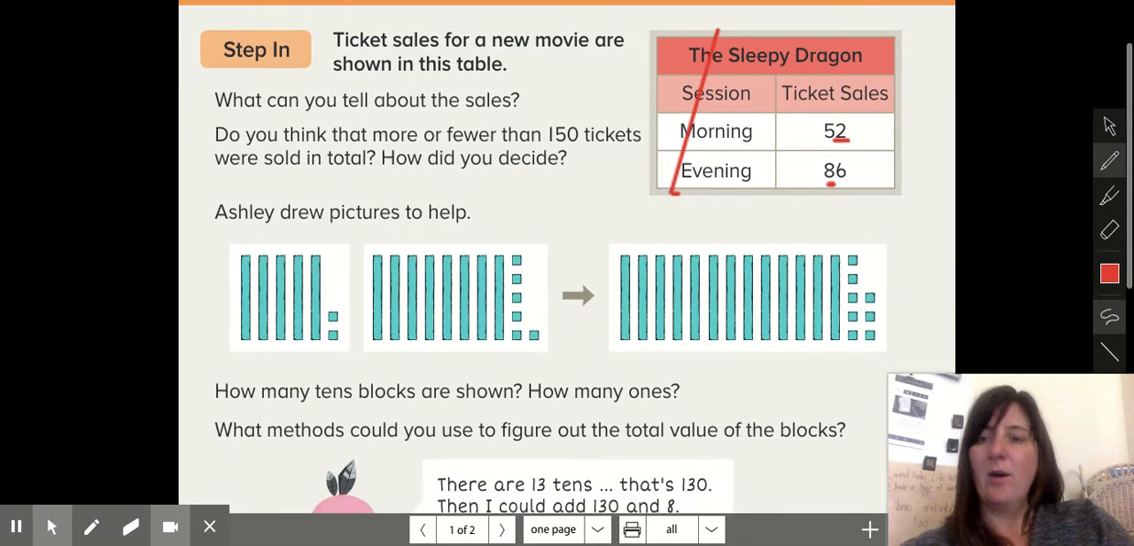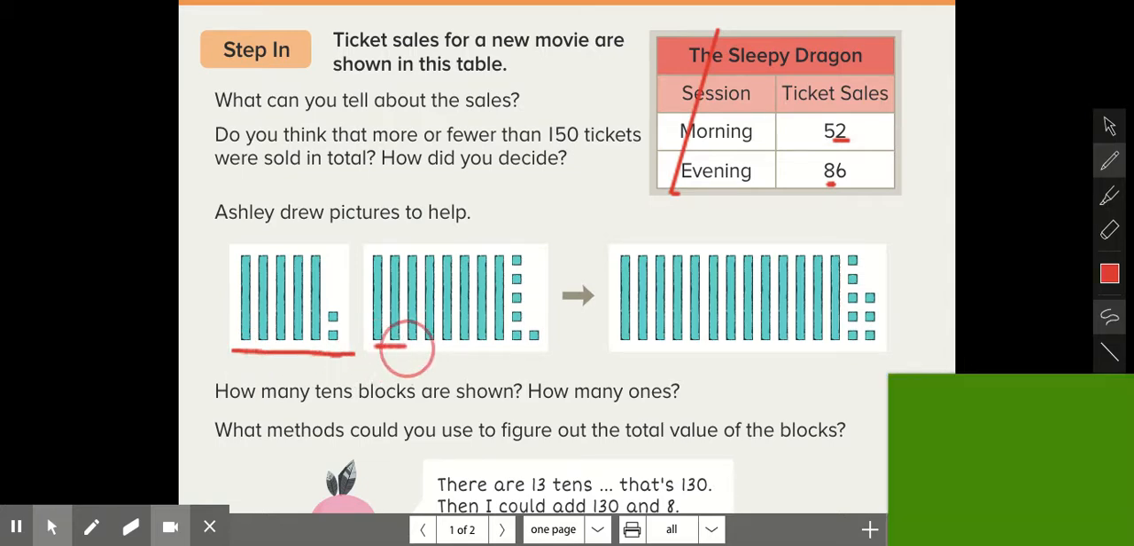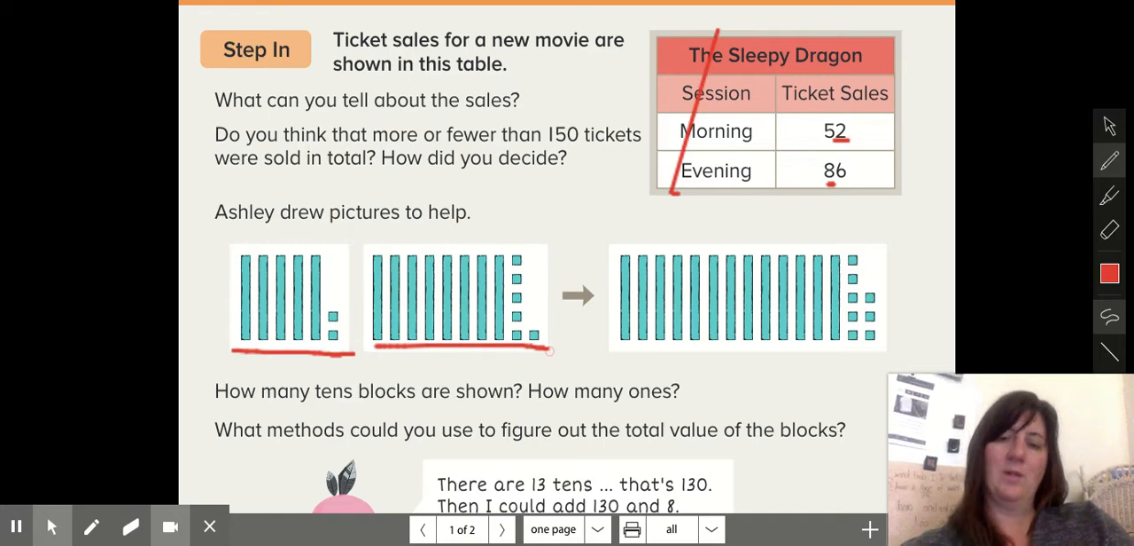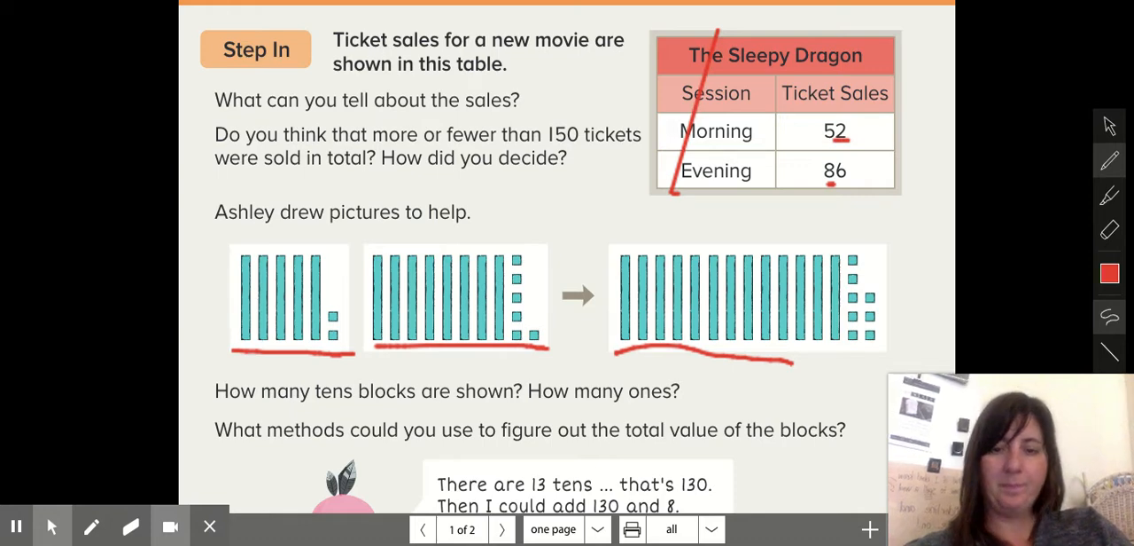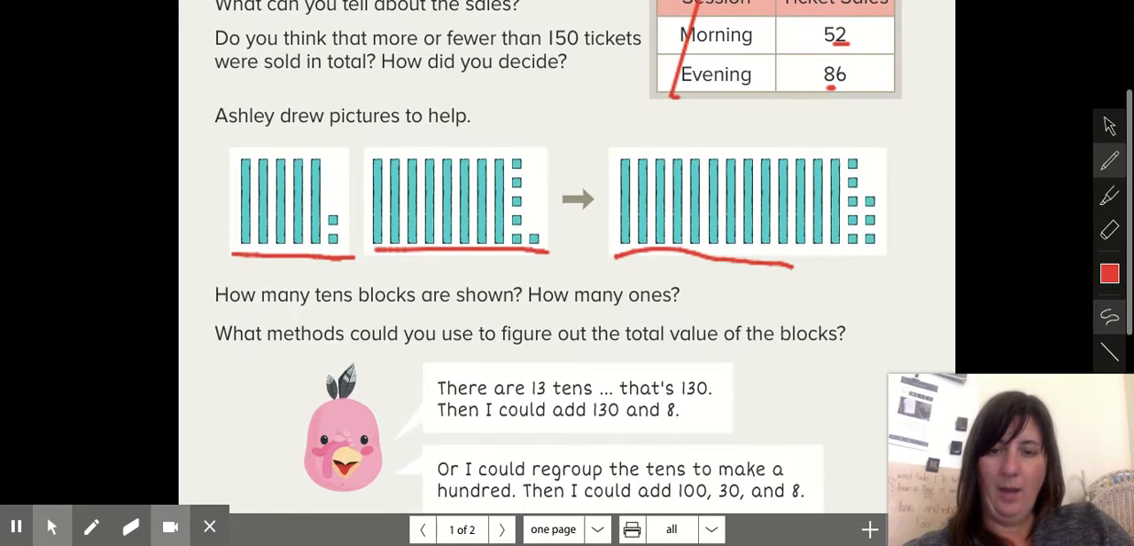Ashley drew pictures to help. She drew 52 right here, represented with tens and ones, and 86 here represented with tens and ones. And then she drew them all together, grouping all those tens together and all the ones together. How many tens blocks are shown? So if we add 8 tens plus 5 tens, 8, 9, 10, 11, 12, 13. So there's 13 tens, and there are 8 ones.